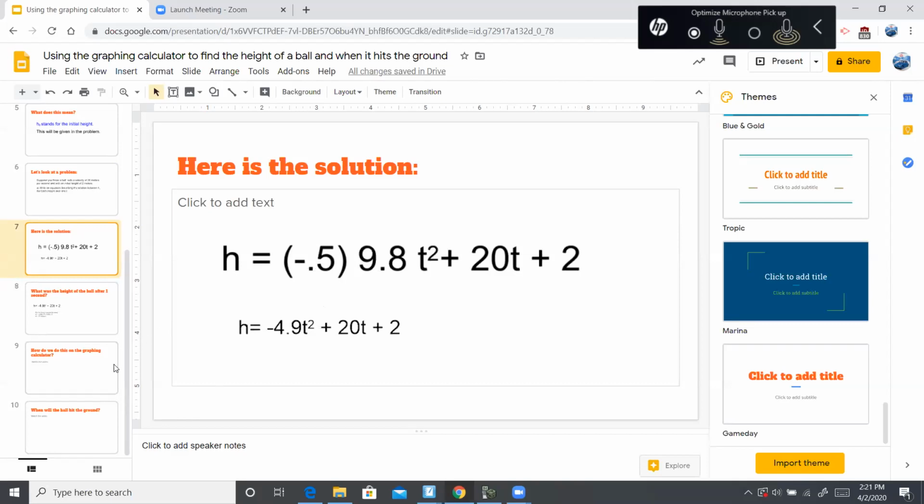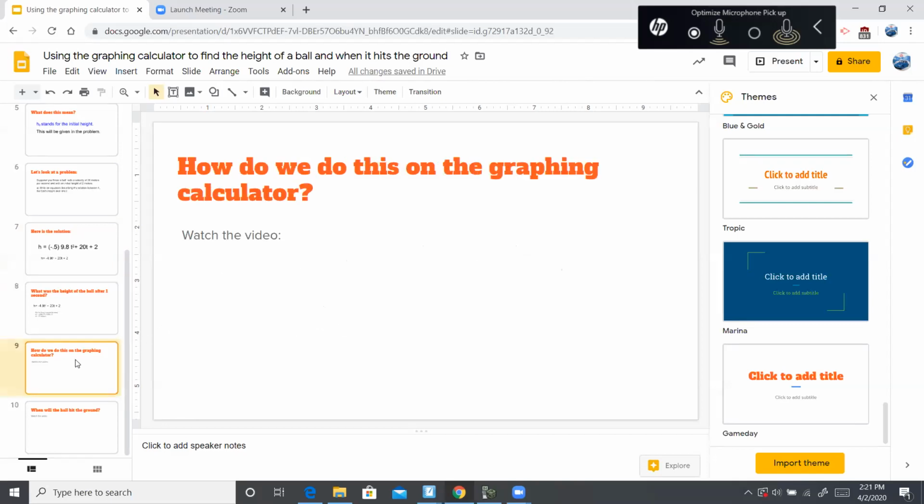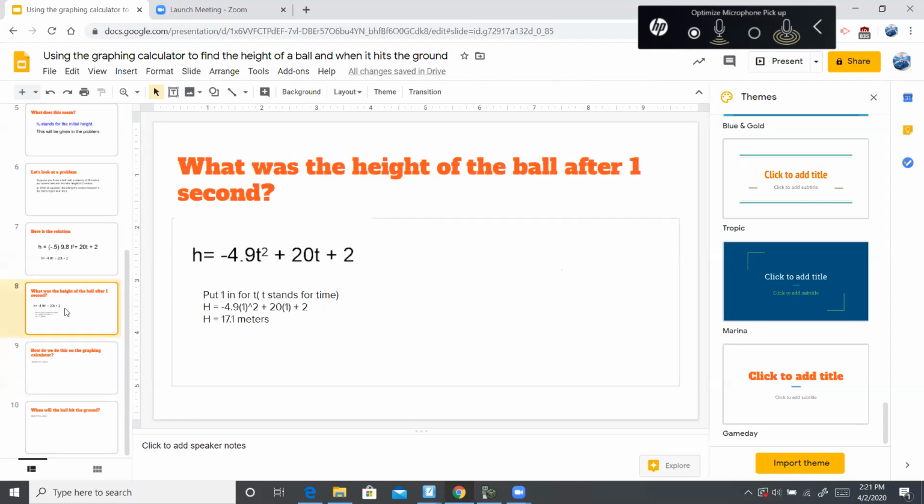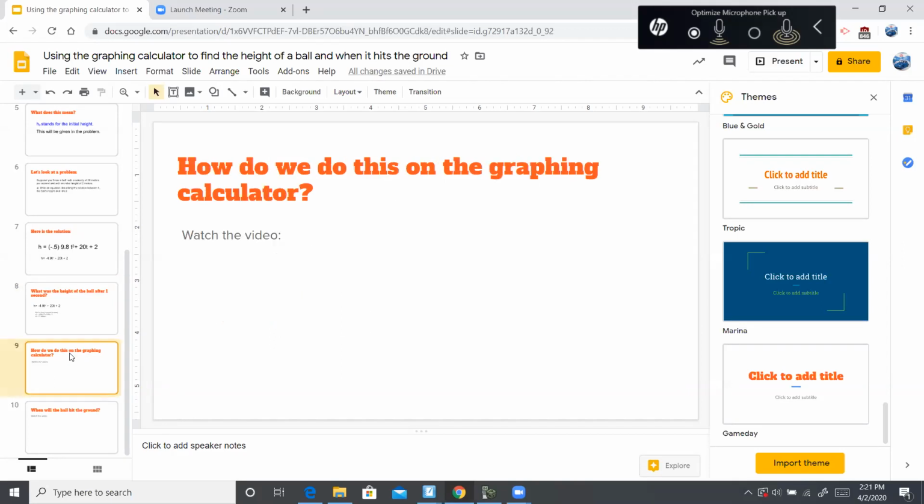So what we're going to do now is use our graphing calculator and put this equation in our calculator to see what this looks like. The question we had here: what was the height of the ball after 1 second? If you notice, I put 1 in for t, and I end up getting 17.1 meters. So now I want to take a look at how we can do this on our graphing calculator. If you guys want to get your graphing calculator out, we'll take a look at it.